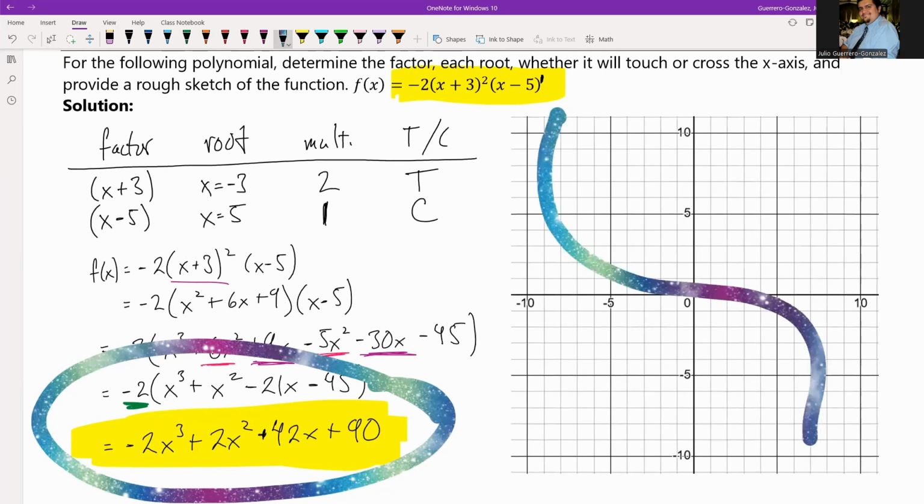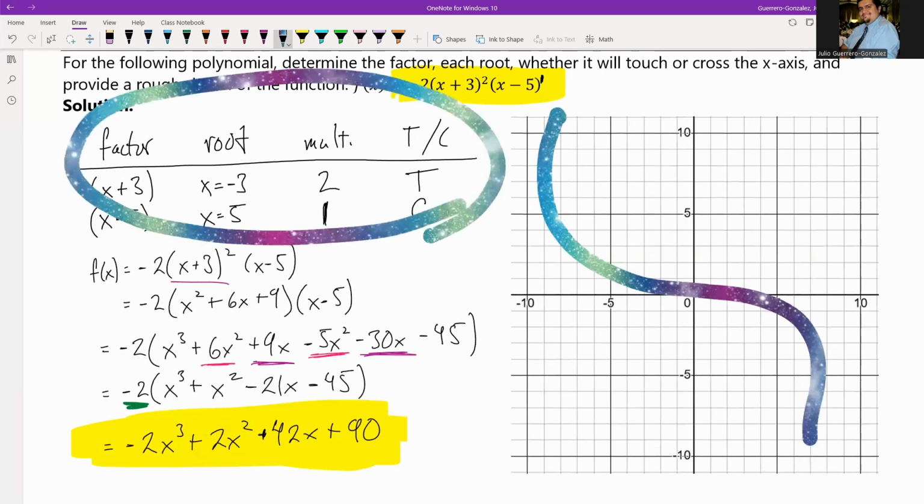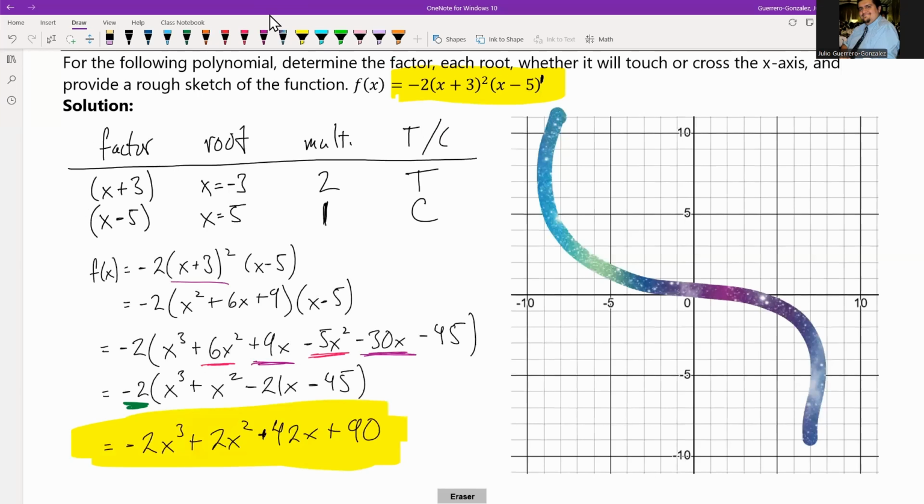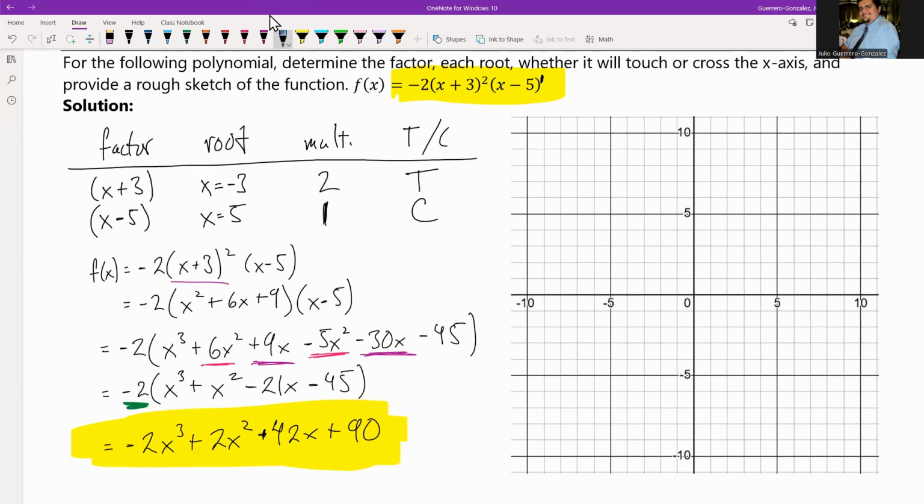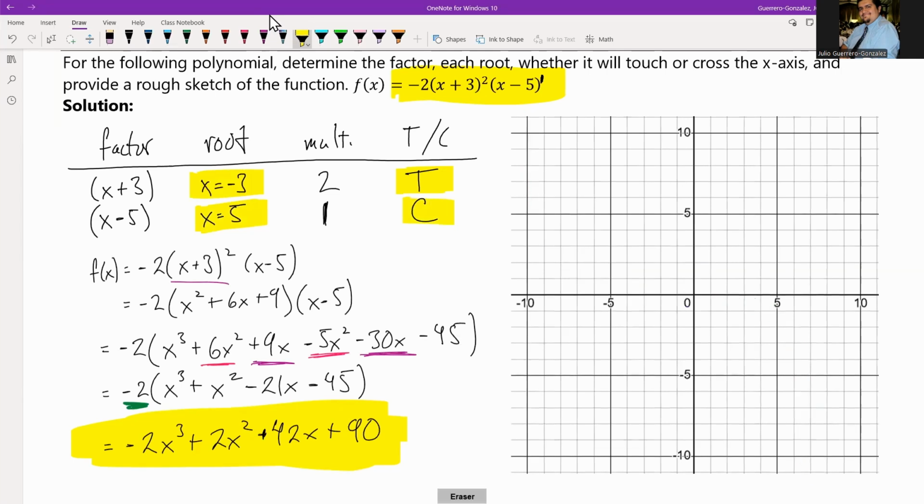Okay, and now we have this added benefit that because of our table, we know where the roots are going to be and what they're going to do at each root, whether it's going to touch or cross. Okay, so here we go. I need a function that looks like this. I need to draw something that touches at x equals -3 and crosses at x equals 5. It can be rough. That's okay.